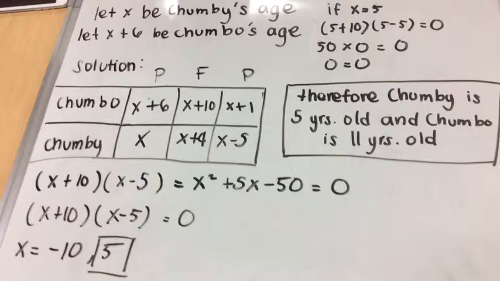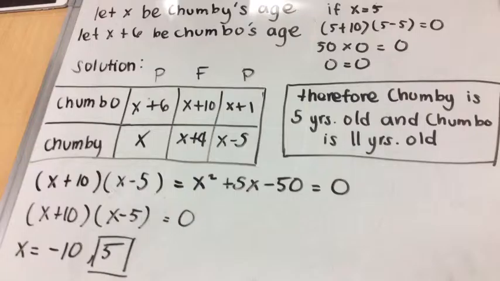Now, we use the values from this table according to the problem. We know that the product of Chumbo's age 4 years from now and Chumby's age 5 years ago would equal 0. Now, we represent this using the binomials x plus 10 times x minus 5. Using the FOIL method, we get x squared plus 5x minus 50 equals 0. After this, we factor it.